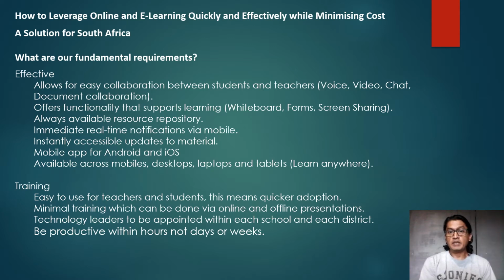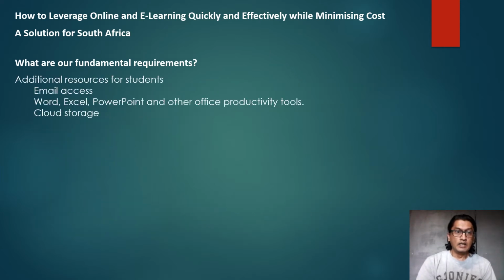So minimal training, which can be done via online and offline presentations. Technology leaders will need to be appointed within each school or each district to make sure that everybody is up to speed. And we need to be productive within hours, not days or weeks. Additional resources for students: email access. Every student should have some sort of email access. You also want them to have access to productivity tools like Word, Excel, and PowerPoint. Some of these may be more beneficial to staff than students, for organizational purposes. And we require cloud storage.